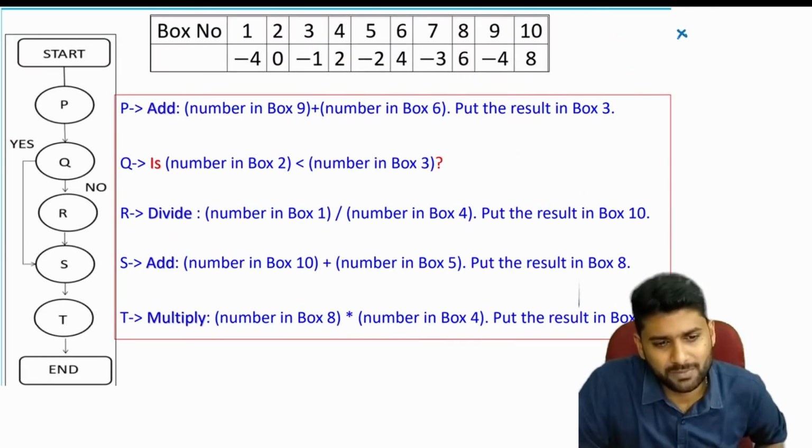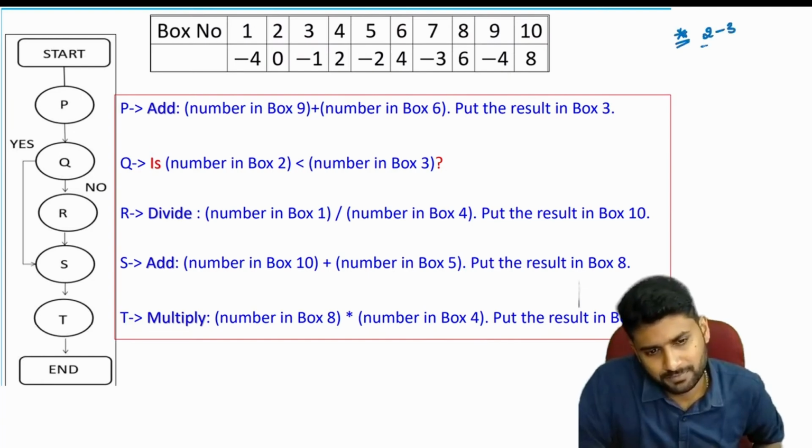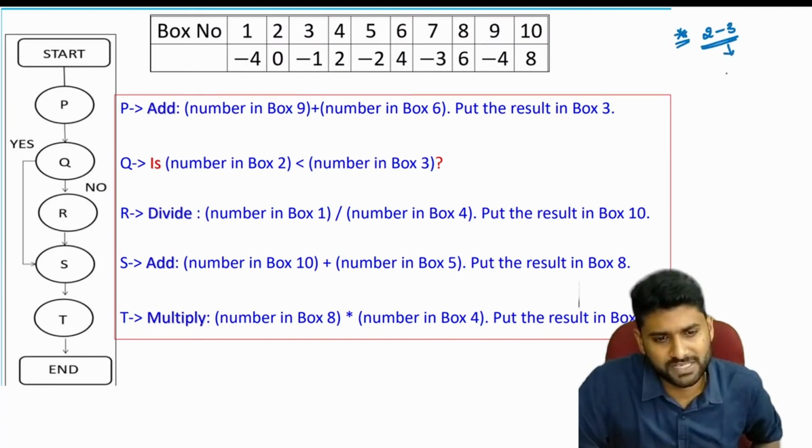Yes, guys, minimum you can expect 2 to 3 questions from these Venn charts.